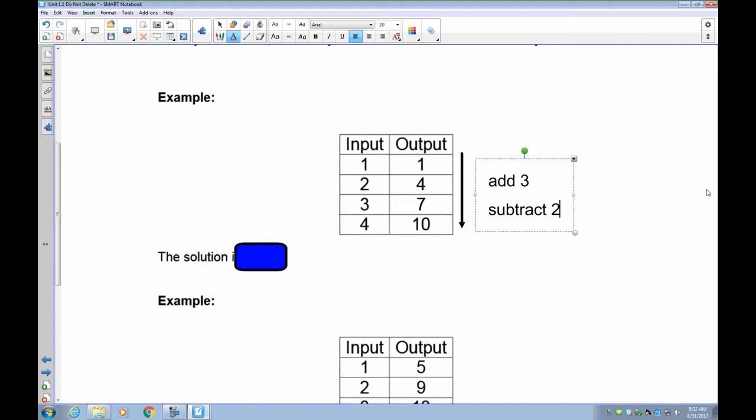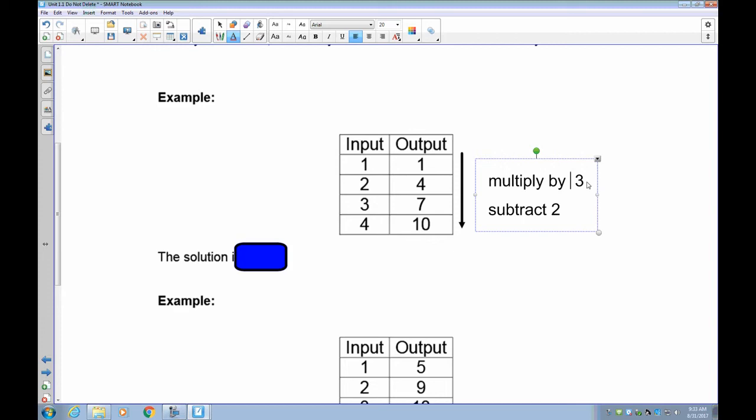So let's see if this works. All right, 1... sorry, I got this wrong. This should not be add 3, it should multiply by 3. Okay, remember, what you go up by is what you multiply by. So we're going up by 3's, we multiply by 3. 1 times 3 is 3, but we have a 1. So to get from a 3 to a 1, you subtract 2.